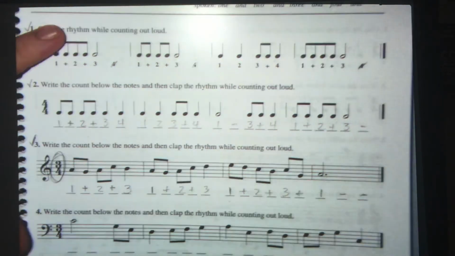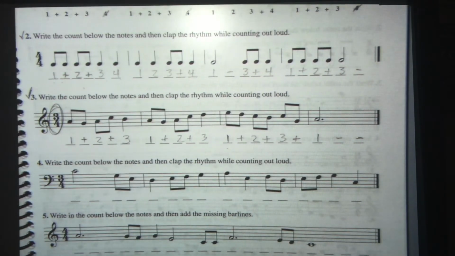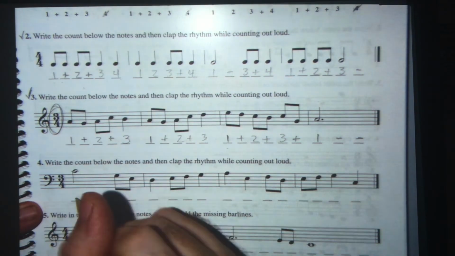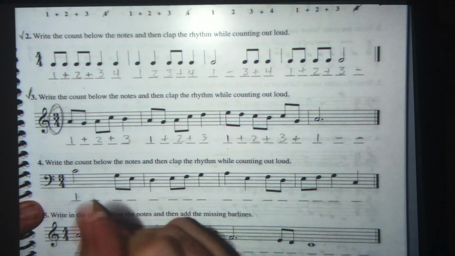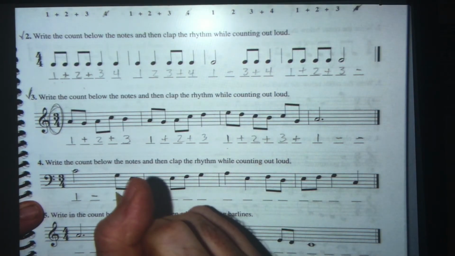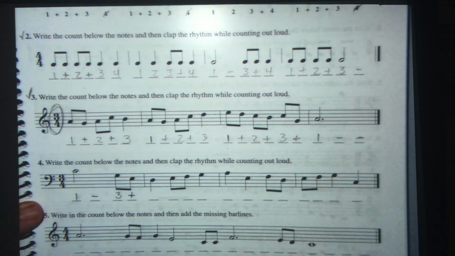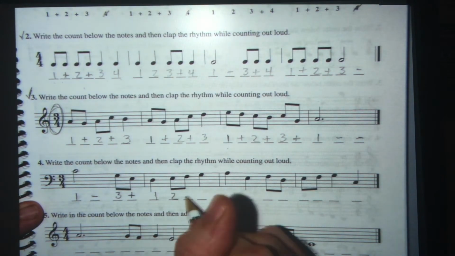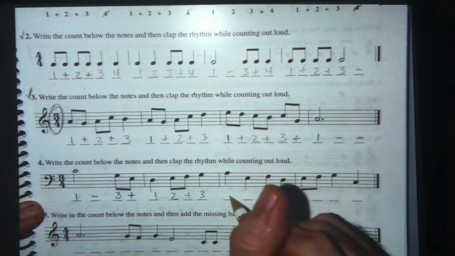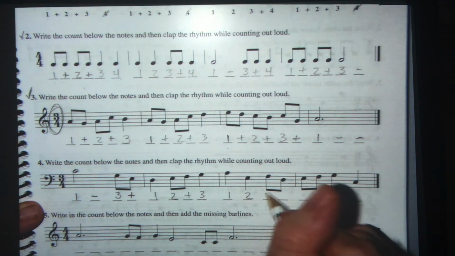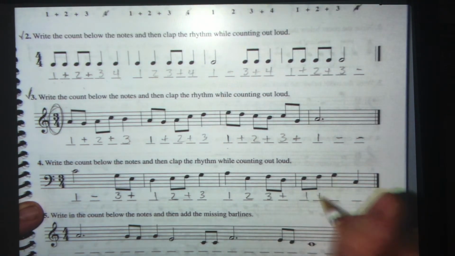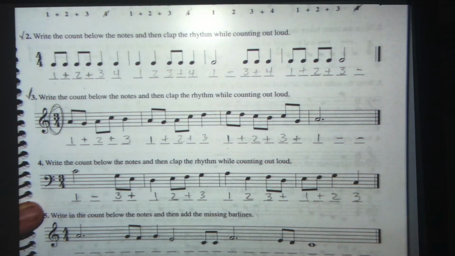Number 4. Write the count below the notes and then clap the rhythm while counting out loud. Okay, we're in bass clef. Let's see, we know this is going to be 1, and it'll carry to 2. So this must be 3, and there you go. 1, 2, and 3. 1, 2, 3, and 1 and 2, 3. And we're going to do the same on this one. I'm going to do my best to play it in bass clef. And you're going to clap and count it.